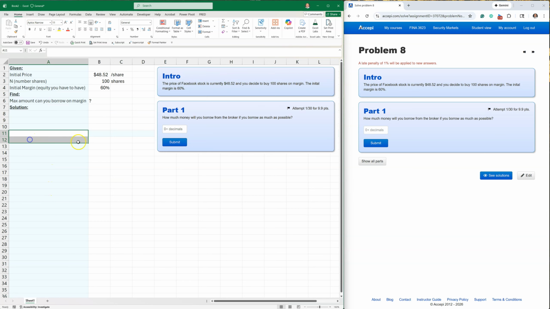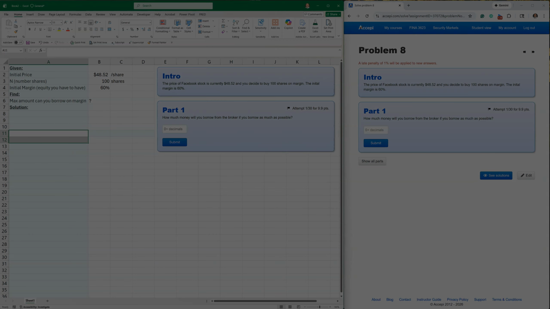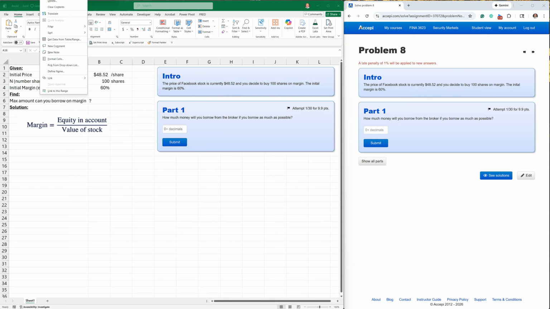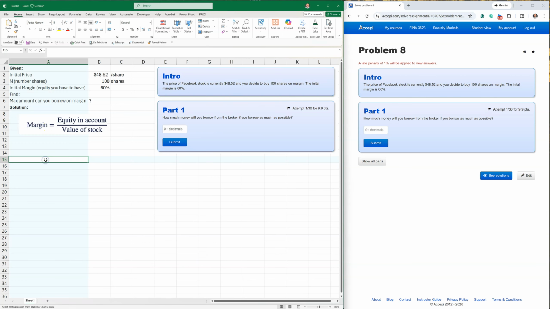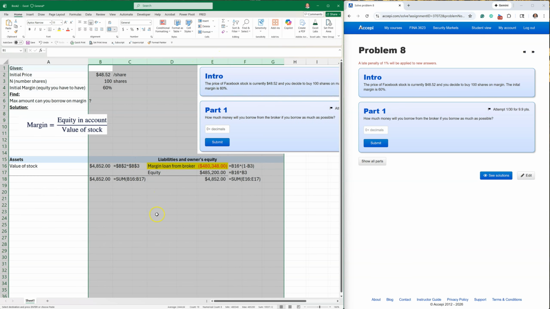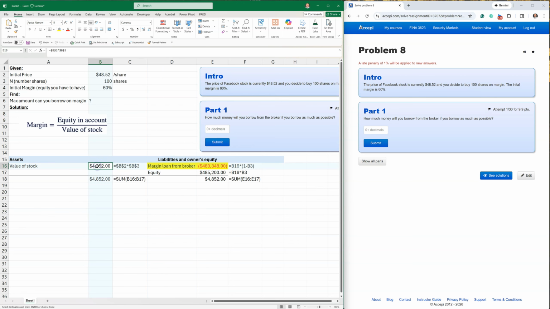the biggest thing you want to remember in this class, and this comes out of your book, is this equation right here. Your margin is your equity in your account divided by the value of the stock. Most of the time when we're dealing with margin, we like to set up something like this. To save time, I'm just going to put it in here for you.